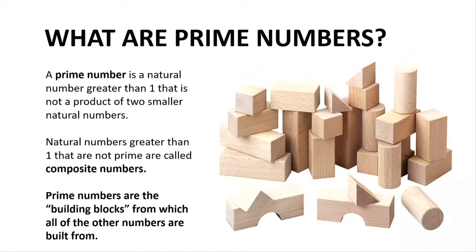Three and two together, I guess the composite would be six. But prime numbers, because they can only be divided by one and themselves, are typically considered the building blocks of all the other numbers, the composite numbers that are built from them.